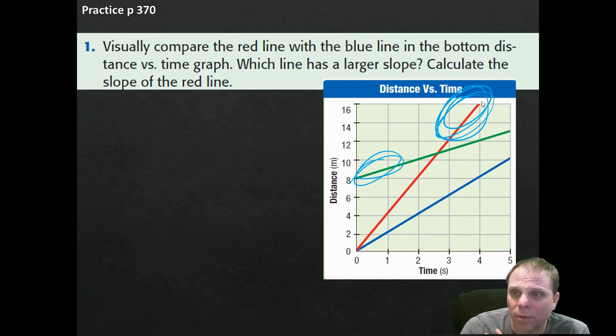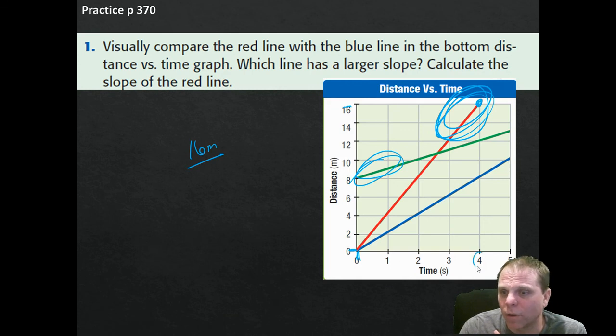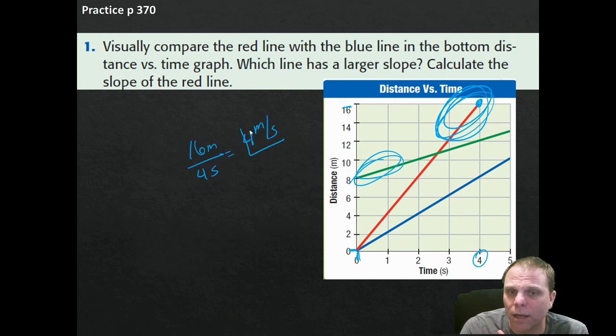Well, let's just take points where they intersect. It intersects right here at 16. And so what's the total change? It goes from 0 to 16. So we have a 16-meter distance, right? And then what's this time? It goes from 0, and this is 4. And so it goes and does that in 4 seconds. So that means that we're traveling at 4 meters per second, right? That would be what its speed or velocity is going to be, right?